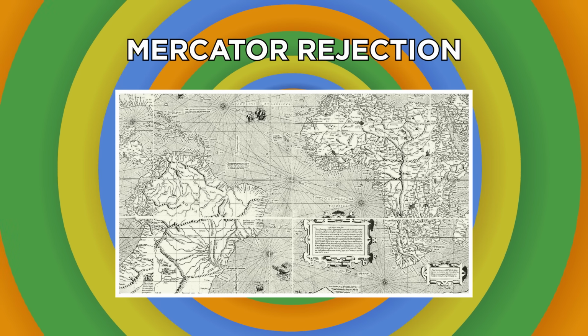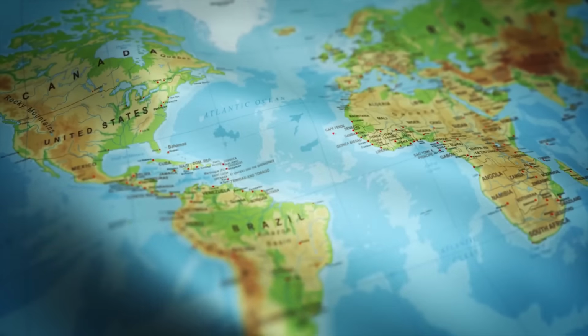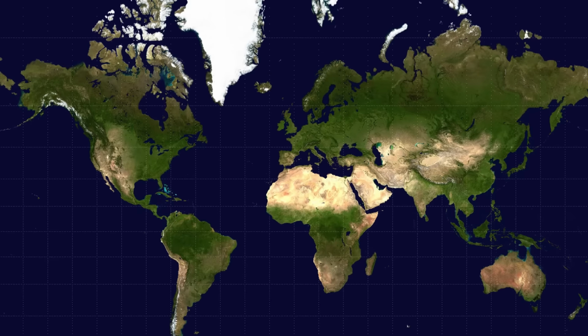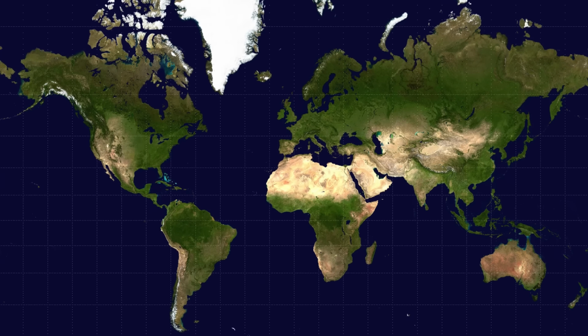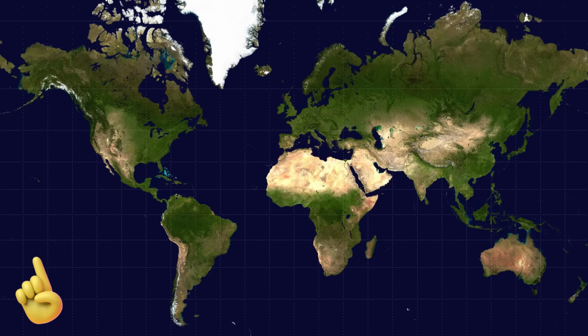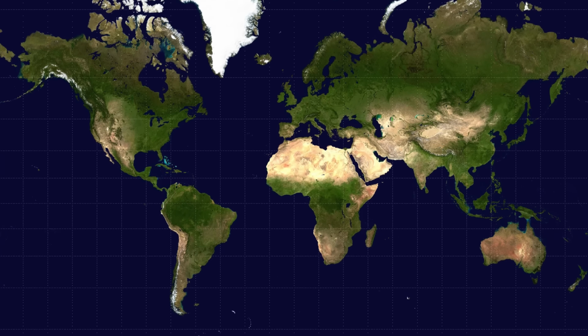Mercator rejection. To start with, let's take a look at the classic world map we all know and love. There's our world, ain't she a beaut? There's only one problem though. This isn't what the world looks like. You heard me right. What you're currently looking at here is completely wrong.